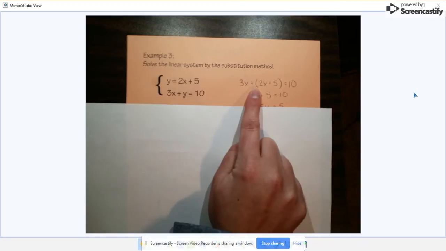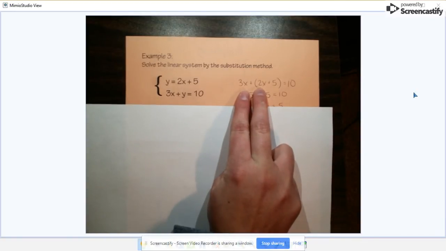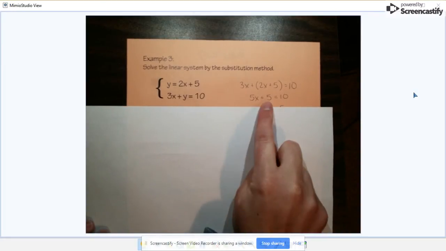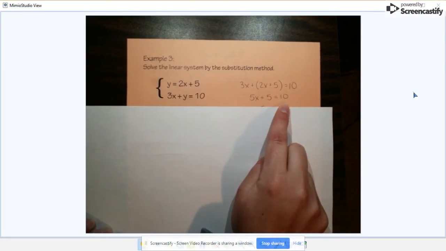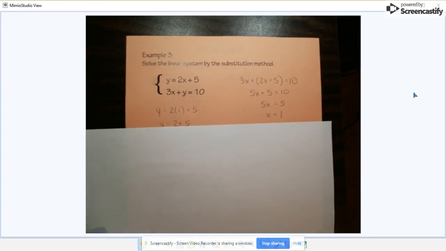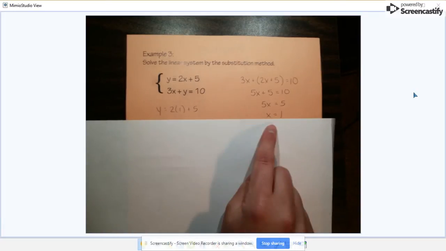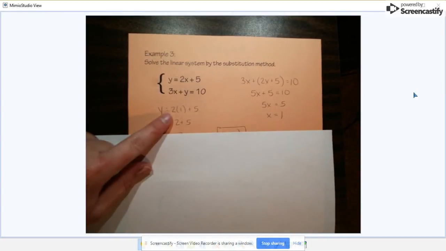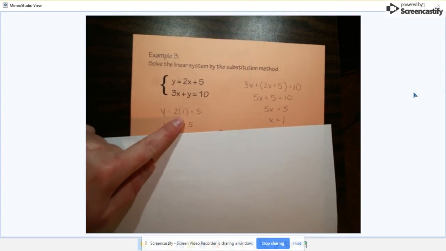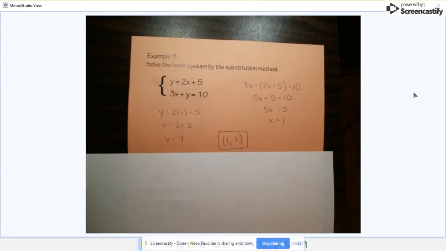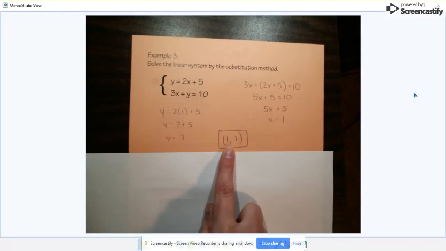There's no distribution, so we just combine like terms. So 3x plus 2x is where I get the 5x plus 5. We want to subtract 5 to the right side. 10 minus 5 would give us 5, so we have 5x equals 5. When you divide by 5, you get x equals 1. Again, we're on to step 4, where we're going to take x equals 1 and plug it back into this original equation. So we have y equals 2 times our x value. X was 1. And then we add 5, so we get y equals 7. So our final answer as a coordinate point is 1, 7.